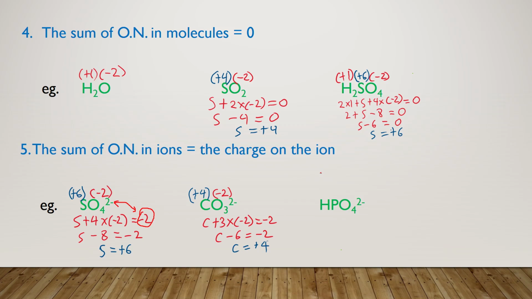Final example, with the single hydrogen phosphate. We assign the +1 on the hydrogen and the -2 on the oxygen. Form an equation once again. The charge once again is -2 because the charge on the phosphate part is -2 overall. Then we simplify down, solve for the phosphorus, and then we have a +5 on the phosphorus atom.